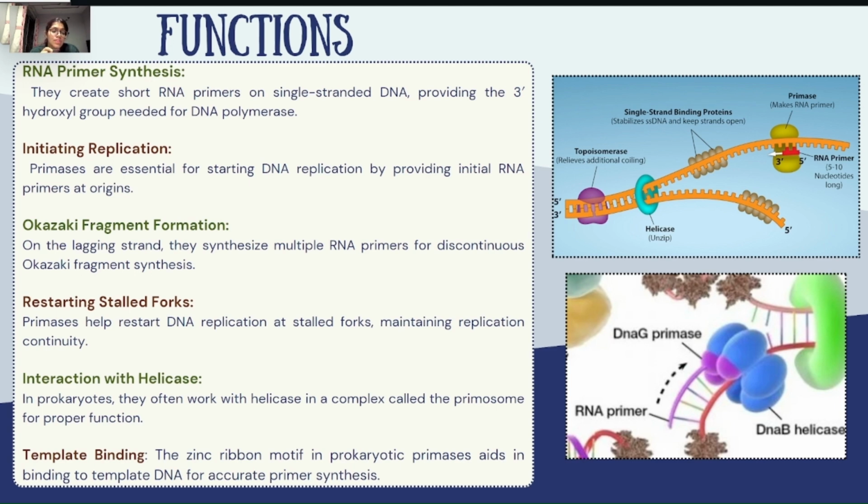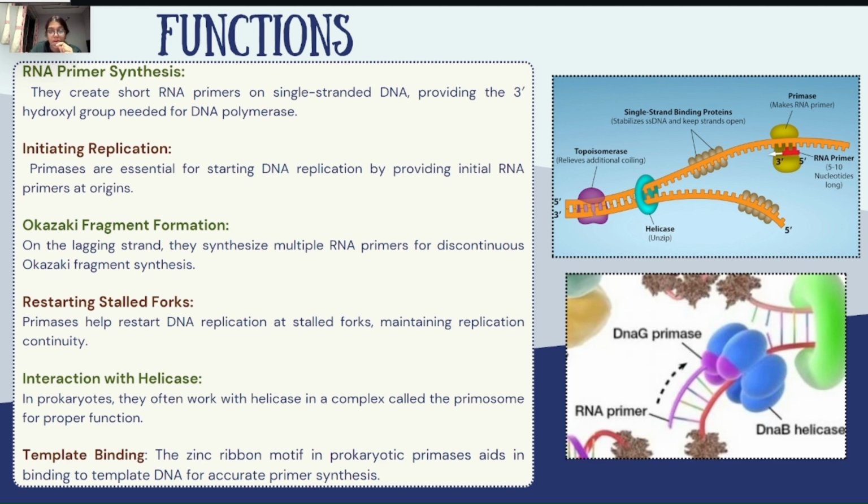Then we have the interaction with helicases, which we can see in the diagram that I have added, where the DnaG primase is bound to, or in close interaction with, the DnaB helicase, forming RNA primers, which ensures proper function. Then there is template binding.